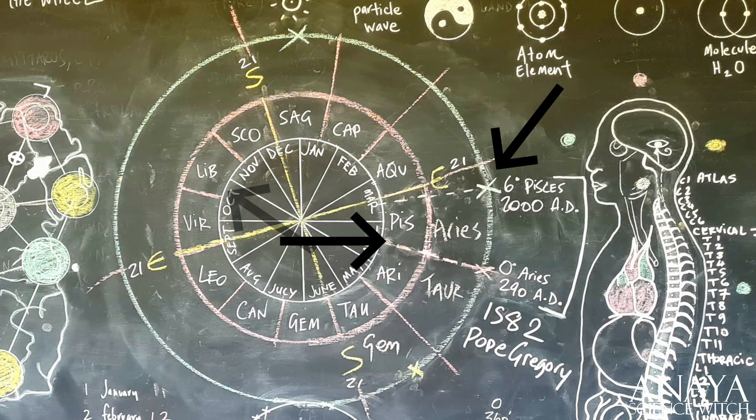The rising sun on the equinox is now rising in the constellation of Pisces, but if it rises in the constellation of Aries, everything gets shifted. So that's kind of the difference.